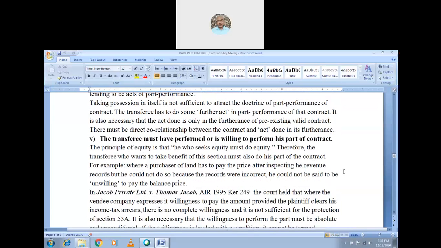Next ingredient, the transferee must have performed or be willing to perform his part of the contract. So he should perform and be willing to perform, meaning already 20 lakhs he has given, the remaining 20 lakhs he is supposed to give if the property is worth 40 lakhs. So willing to perform, that means the principle of equity is that he who seeks equity must do equity. He who seeks equity must do equity.